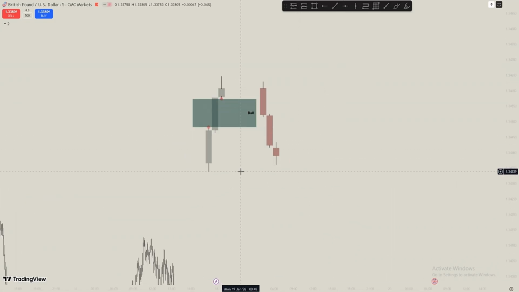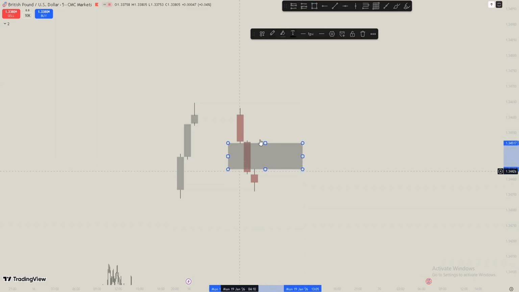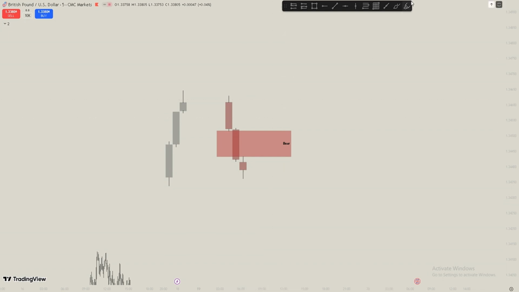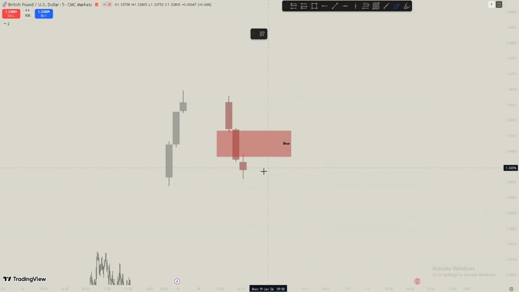For bearish movements, we still have three candles, and we have to draw a rectangle the same way we draw for the bullish movement. So the first candle's low and the third candle's high, like this. Whenever the market taps into this fair value gap, it's going to reverse.